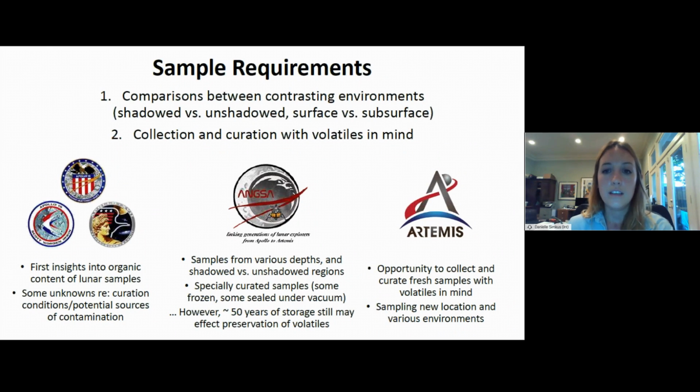So in conclusion, in terms of sample requirements, what we really need is the ability to compare and contrast samples from distinct environments. For example, shadowed regions versus unshadowed regions, or surface samples versus subsurface samples. And most importantly, we need to know that the collection and the curation of the lunar samples have both been carried out with volatile organics in mind.